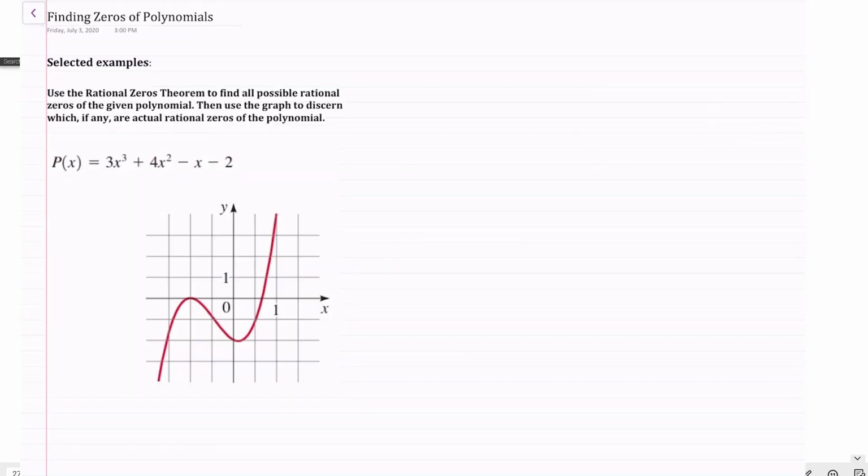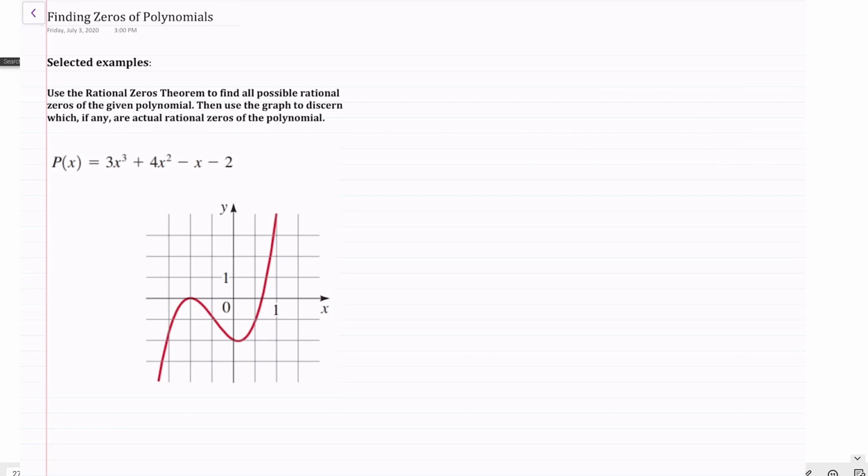Hopefully you can see the iPad in front of you on the screen there. And this first example is a polynomial, and they're helping us out. They're giving us the polynomial and the graph. If they had just given us the polynomial, we would probably be using our calculator to get the graph, because having the graph is very helpful, as you'll see.